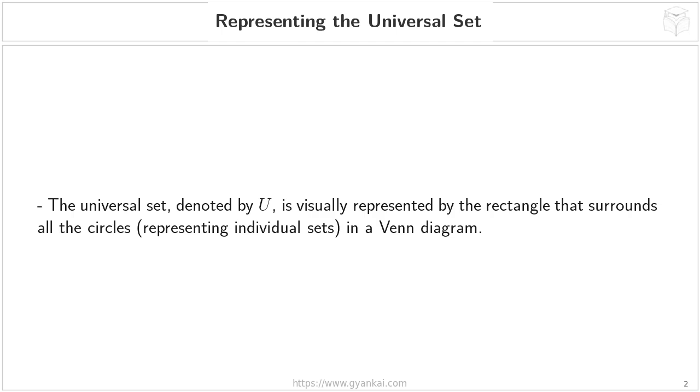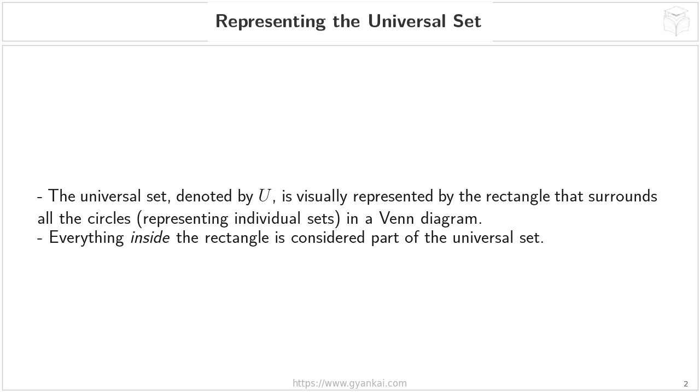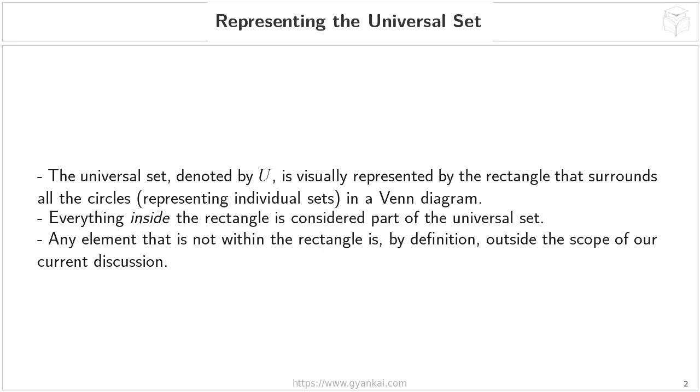Representing the universal set. So let's move on to how we actually represent the universal set in a Venn diagram. As we discussed on the previous slide, the universal set is essentially everything we're considering in a particular problem. Next, everything inside that rectangle is considered part of the universal set. It's all fair game, all elements we're working with. And importantly, anything that is not within the rectangle is, by definition, outside the scope of our current discussion. We're essentially saying, we're not worried about those elements right now. It doesn't mean they don't exist, just that they aren't relevant to this particular problem.